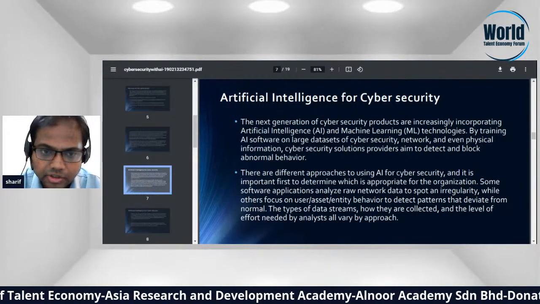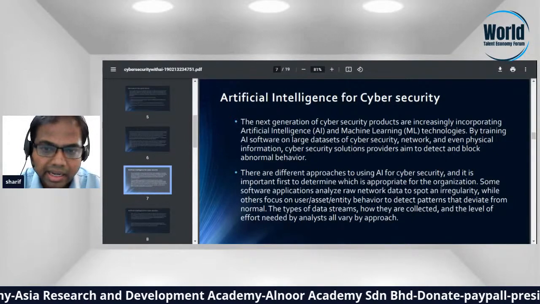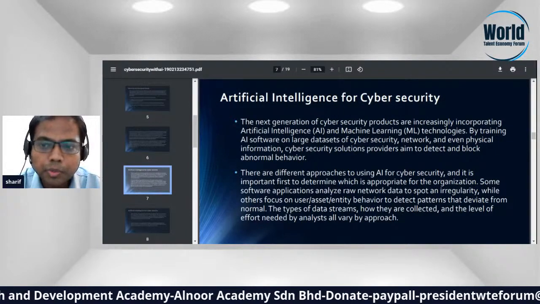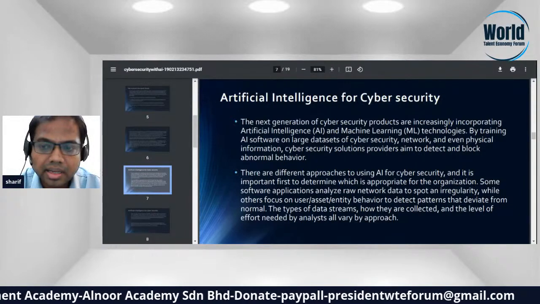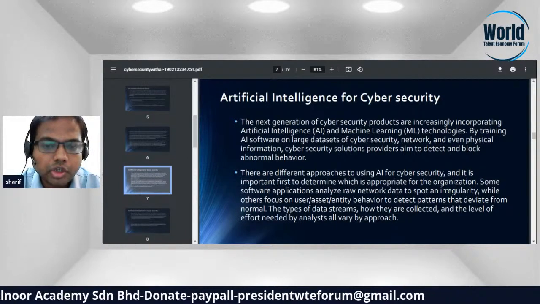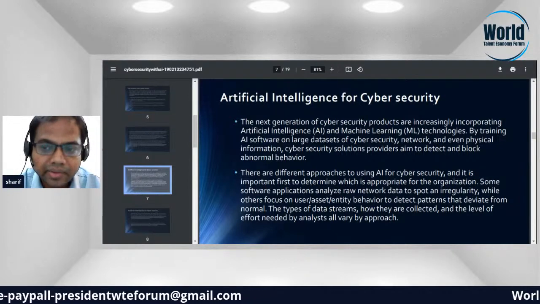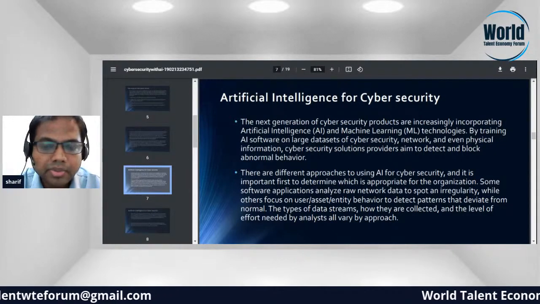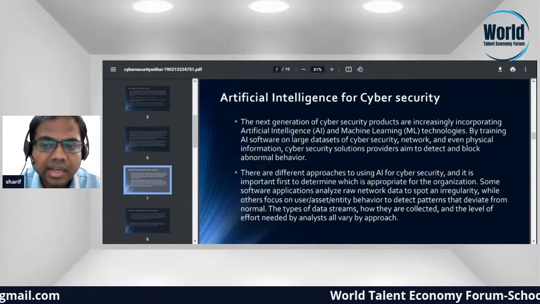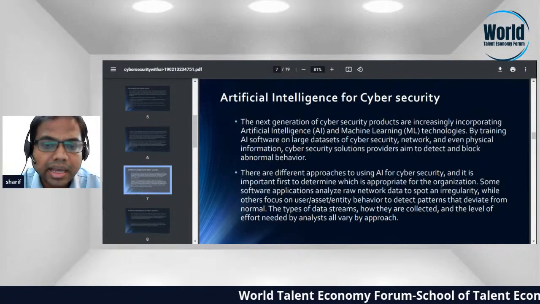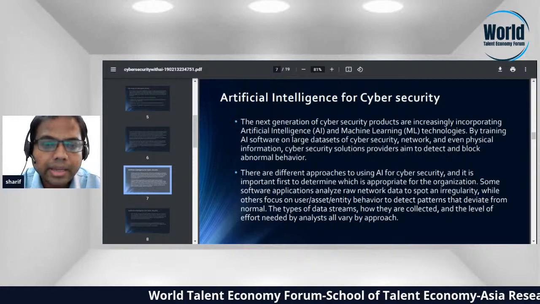There are different approaches to using AI for cybersecurity, and it is important first to determine which is appropriate for the organization. Some software applications analyze raw network data to spot irregularities, while others focus on users' and assets' entity behavior to detect patterns that deviate from normal. The type of data streams, how they are collected, and the level of effort needed for analysis all vary by approach.